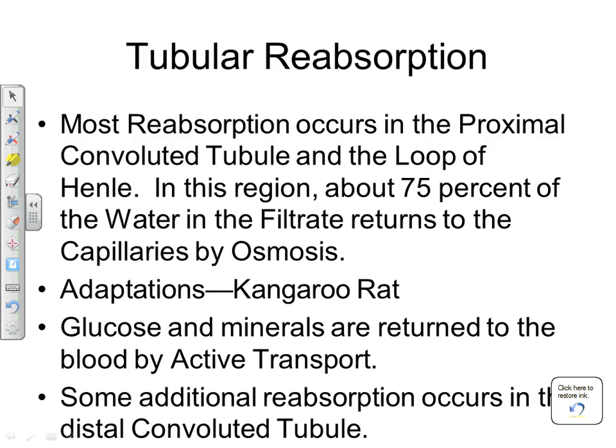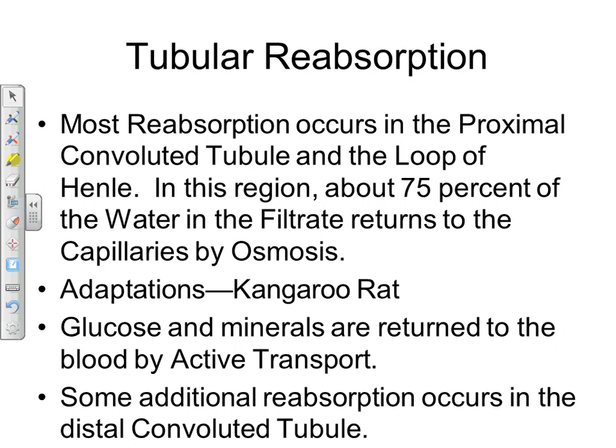Again, step 2 is tubular reabsorption. This is where the things that got filtered out that you want to keep, you take back. You take back into what? The blood vessels. You take out of the tubule, out of the renal tubule, back into the blood. The things that get taken back are water, mostly by osmosis, like 75% of the water that got filtered out, you take back into your blood.